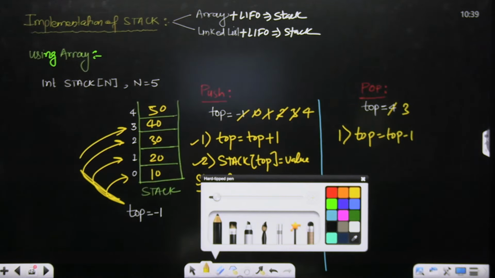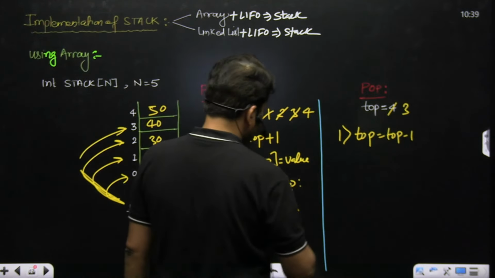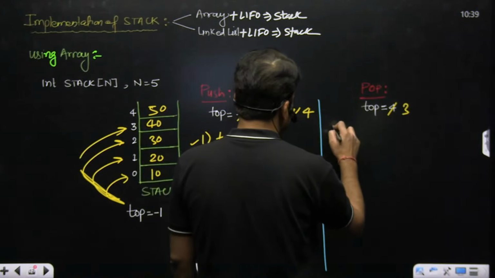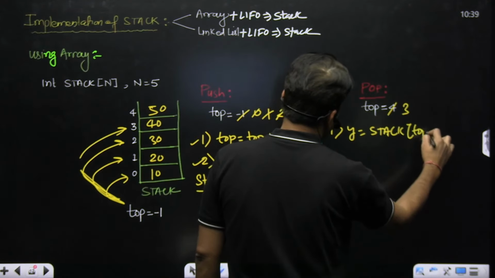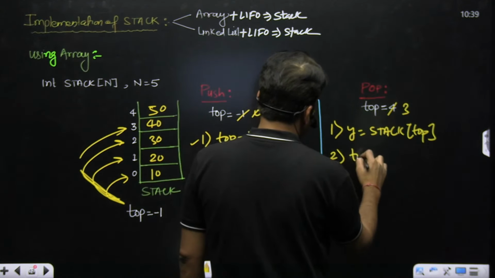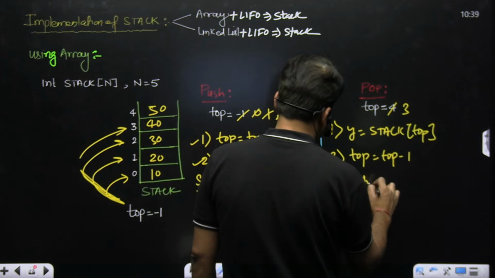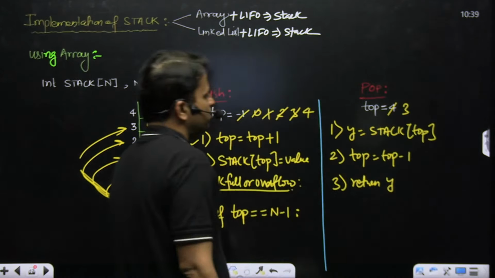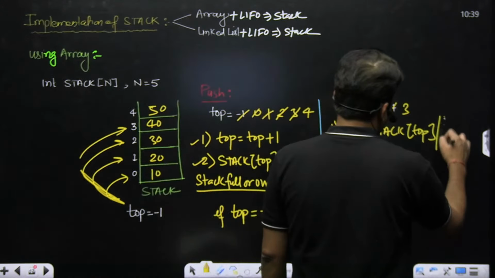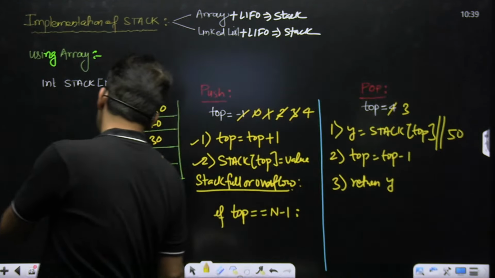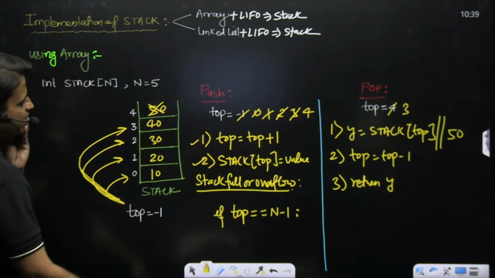Now the second step. Just a minute, student, first store this value: y equals stack[top], so that we can return the deleted value. Second, set top equals top minus 1, and third, return the deleted value. So what is stored in y? 50 is stored in y, right? And after this, top equals top minus 1, top starts pointing to the previous position, so this element is deleted. And you return the deleted item.